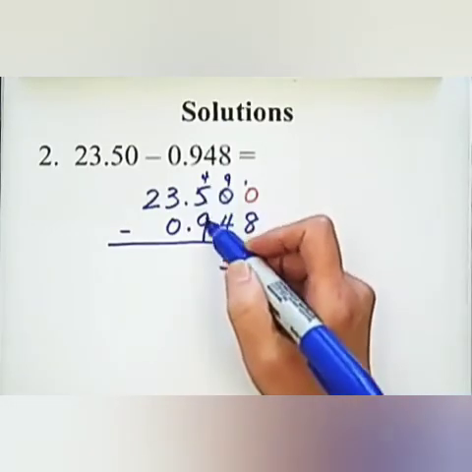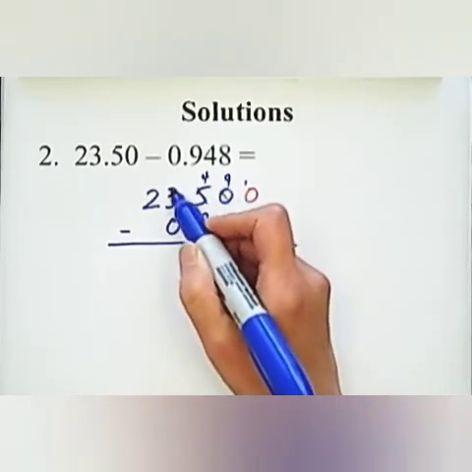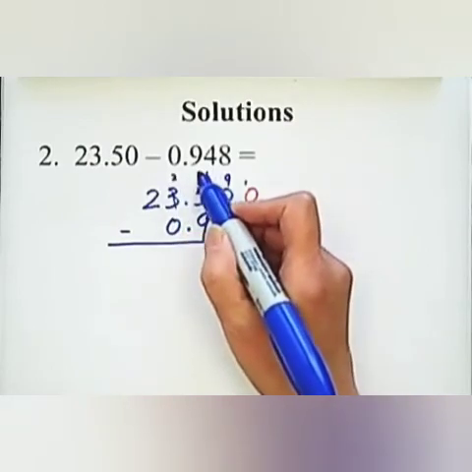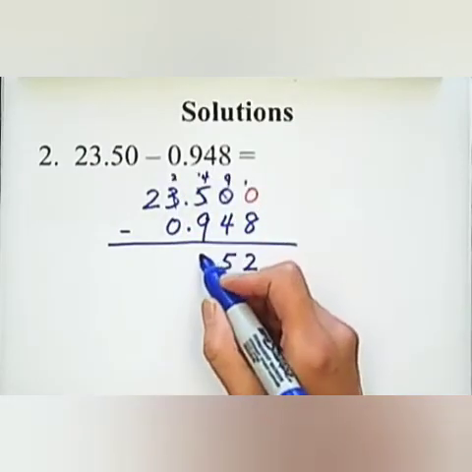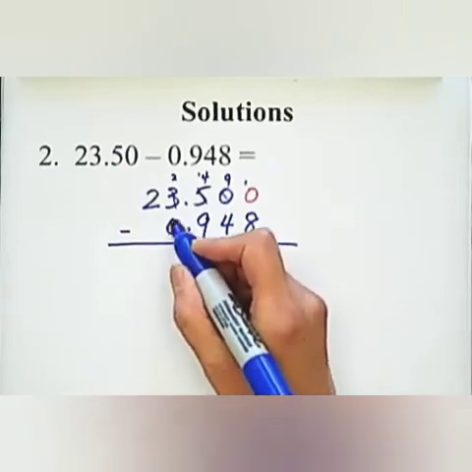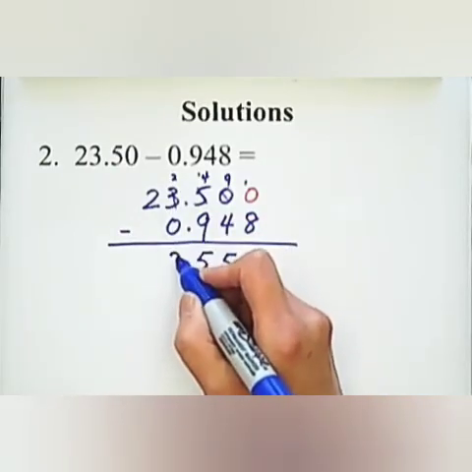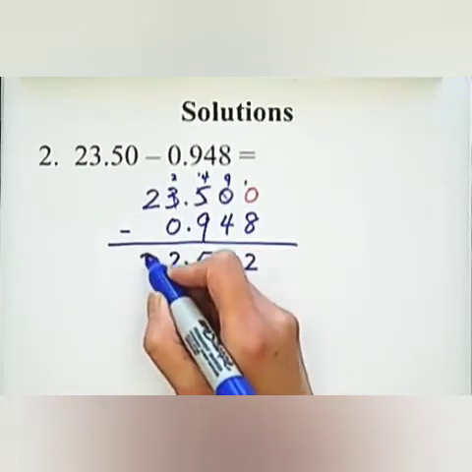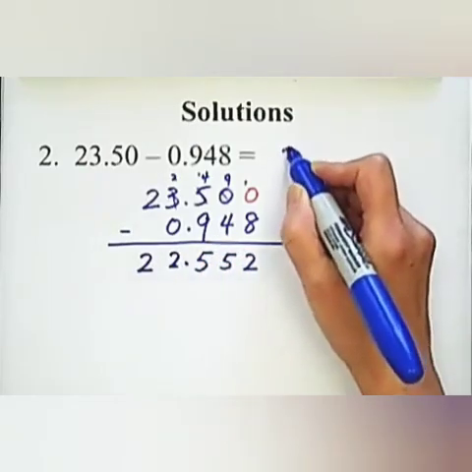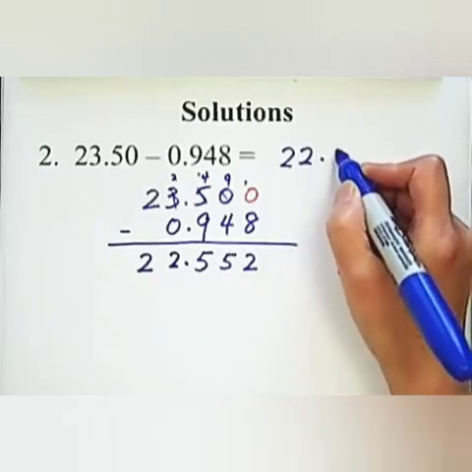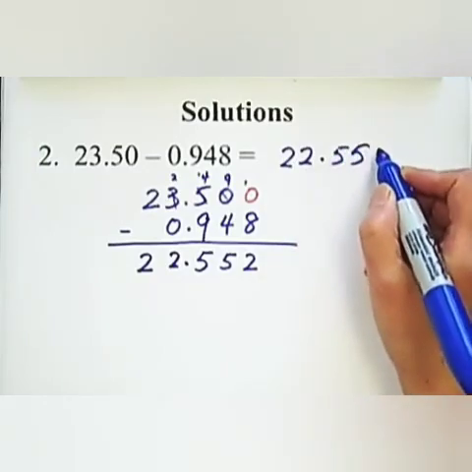Then 4 minus 9, smaller, borrow from 3, which becomes 2. This is 14. Minus 9 equals 5. Decimal. And 2 minus 0 equals 2. This is 2. The answer is 22.552.